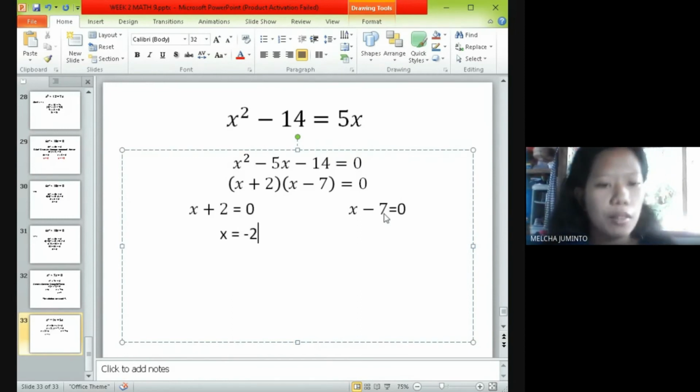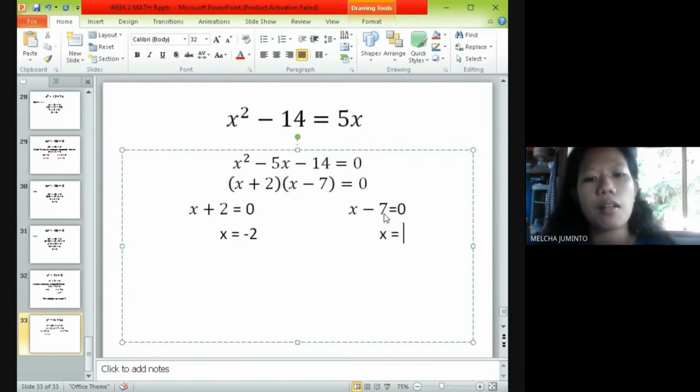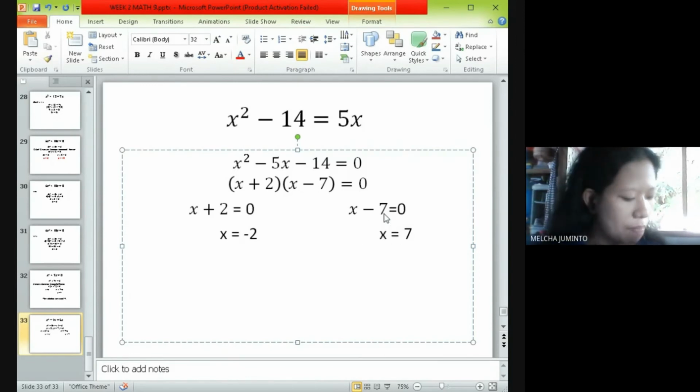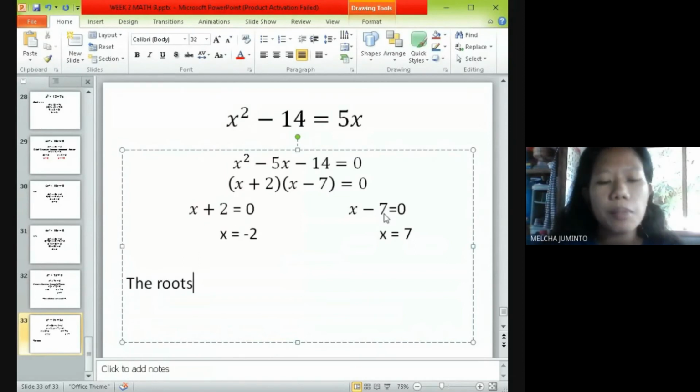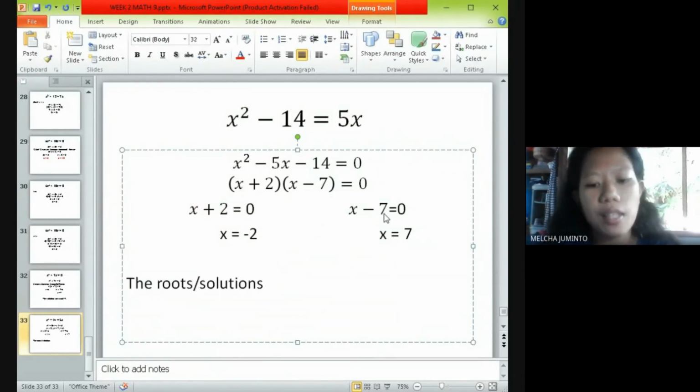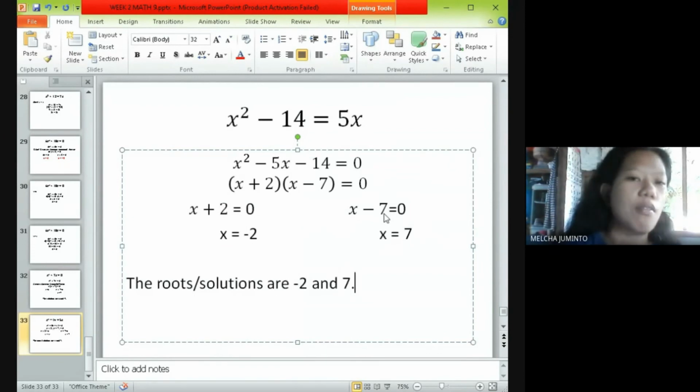Pag sinabi solve, ilipat mo lang yung positive 2 sa kabilang side. It will become negative 2. Same way sa negative 7, lipat mo sa kabilang side. Negative 7 will become positive 7. Therefore, the solutions, the values of x, or the roots. By the way, roots, solutions, same lang yan. The roots or solutions are negative 2 and positive 7. Okay na?